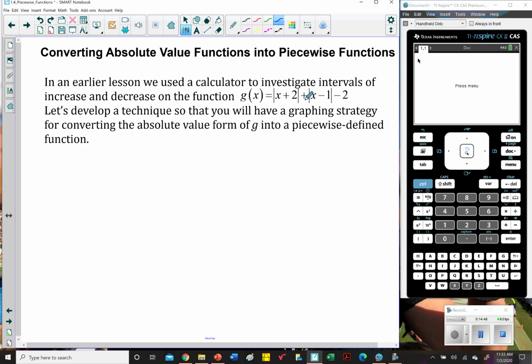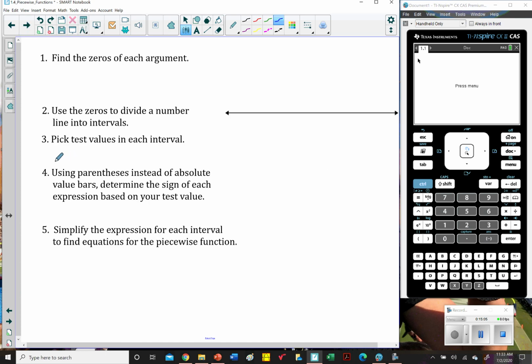So using this absolute value graph that we looked at in an earlier lesson, we're going to develop a technique that'll help us get a strategy for not only practice use of number lines and behavior, but also for converting an absolute value graph into a piecewise function. So what we want to do is find the zeros of that x plus 2 argument and that x minus 1 argument. This was our function, and it was called g. So g was this, which means we've got a 0 at negative 2 and another 0 at positive 1.